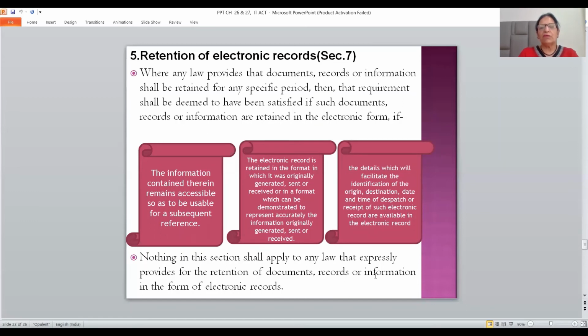ER is retained in the format in which it was originally generated, sent or received, or in a format which can be demonstrated to represent accurately the information originally generated, sent or received. Nothing will be changed. In the same format, it will remain. The details which will facilitate the identification of the origin, destination, date and time of dispatch or receipt of such electronic record are available in the electronic record. So friends, ER should also be retained.